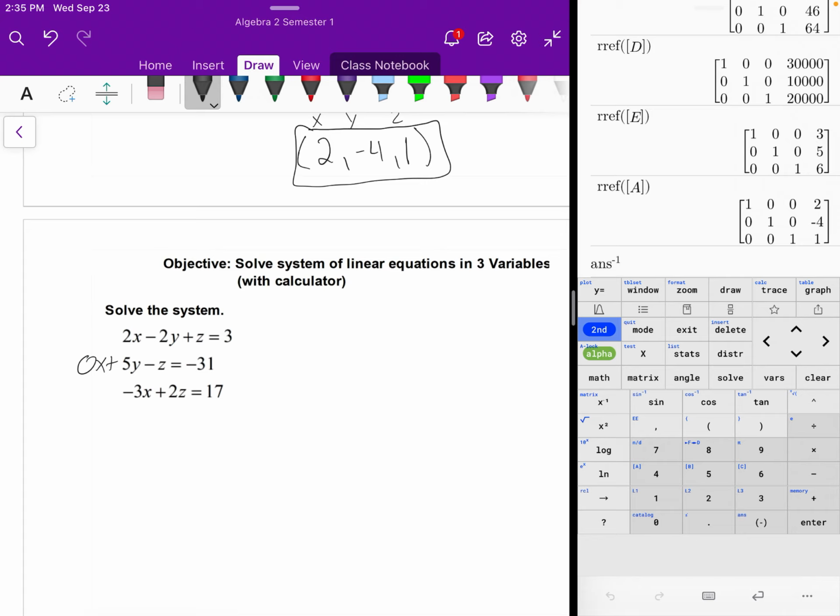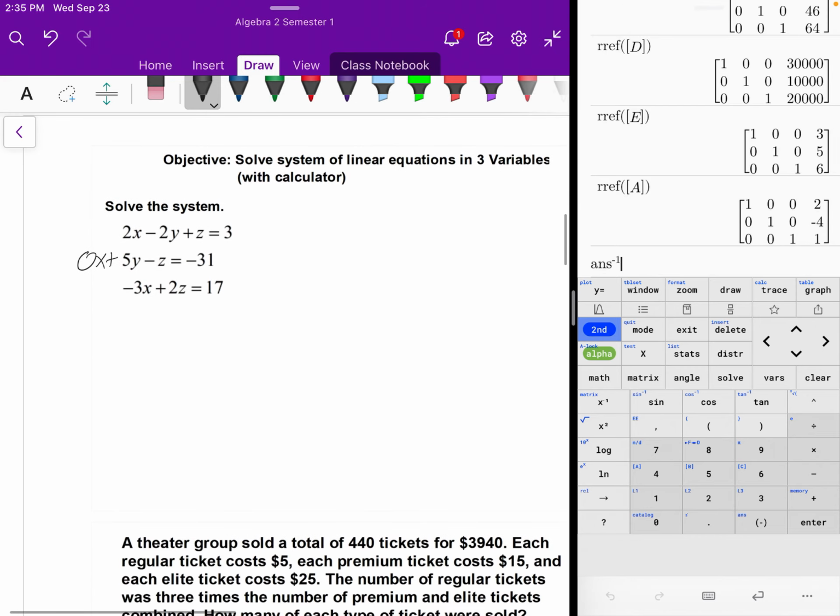Okay, so in the next one we got negative 3x, and there's no y. So in that case we need to put in 0 for that y. So to help us out, I'm going to rewrite this system of equations with every single variable. The first one, we don't have to change anything: 2x minus 2y plus z equals 3. Then it's 0x in the second equation plus 5y minus z equals negative 31. And then negative 3x plus 0y plus 2z equals 17. Now I have my x's, my y's, and my z's all lined up, and my constants.